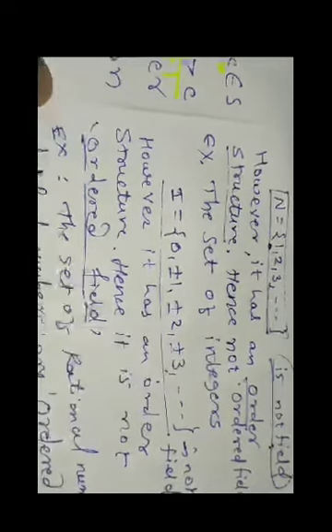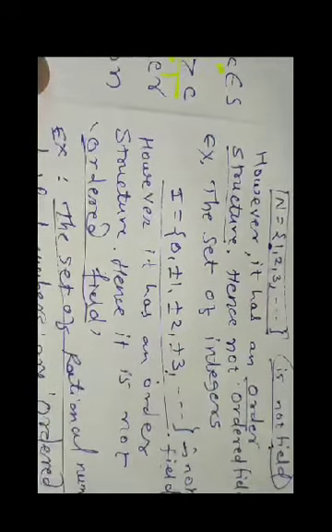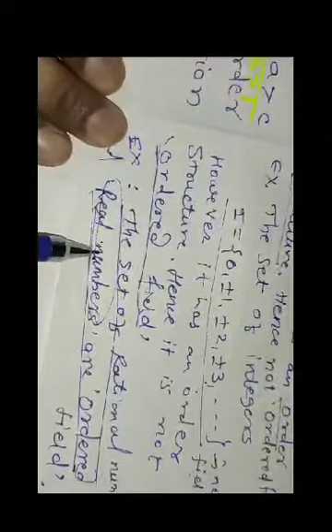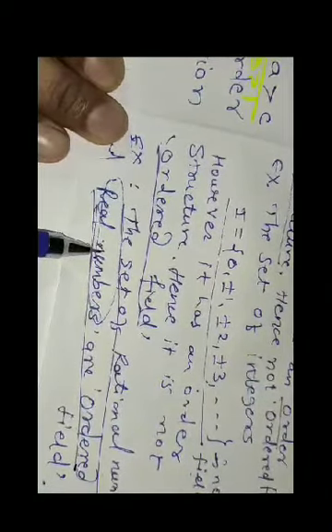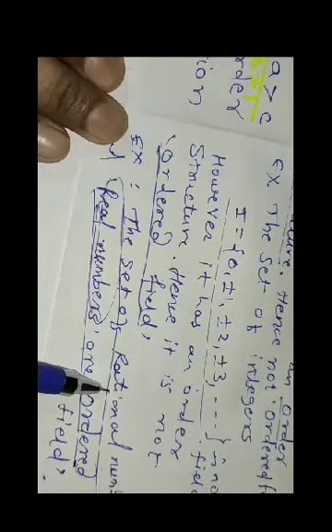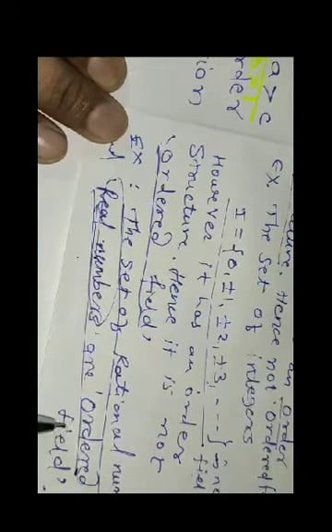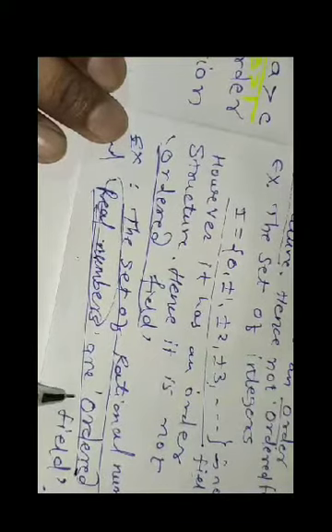But the set of rational numbers and the set of real numbers, see here, the set of real numbers is a field structure, and the set of rational numbers is also a field structure, and therefore these are ordered fields.